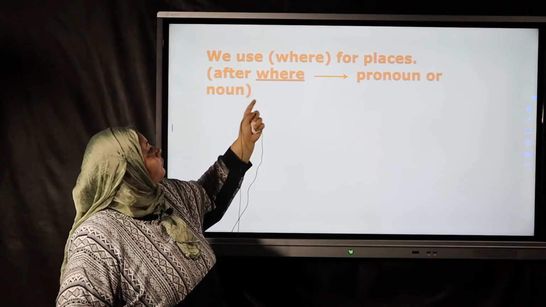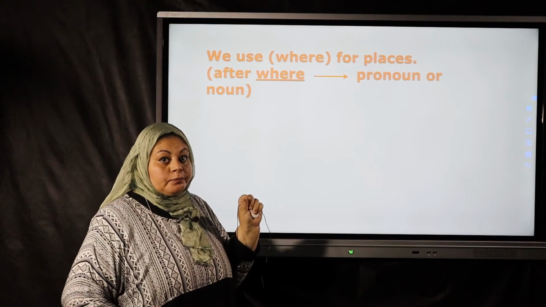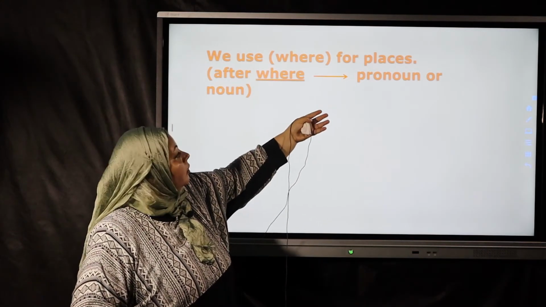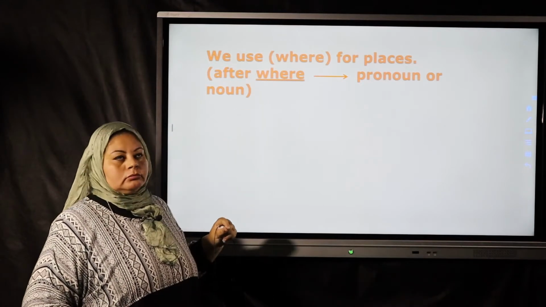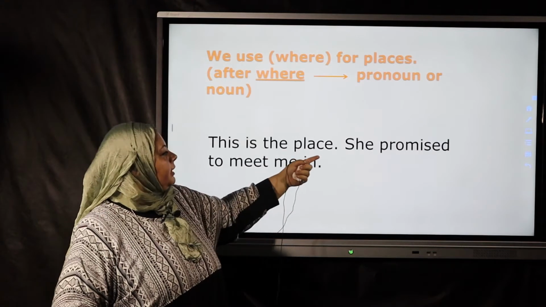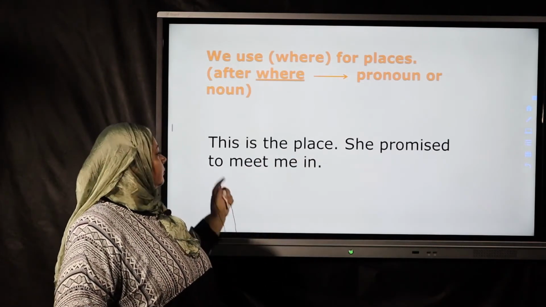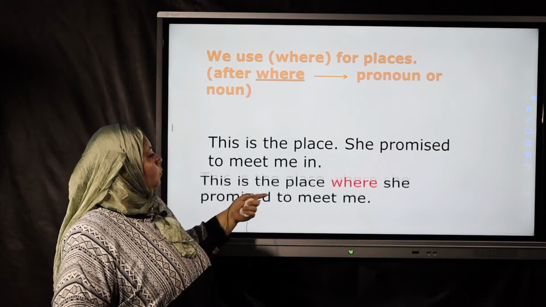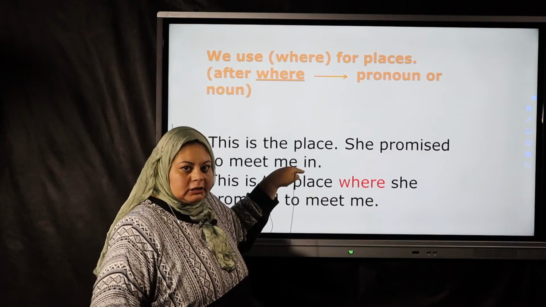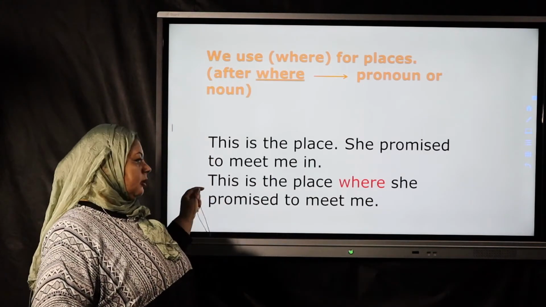We use "where" for places, and take care: after the relative pronoun "where" there is a pronoun or a noun. Okay, you are going to see this. This is the place she promised to meet me in. Okay, this is the place where she promised to meet me. I'll omit what? "In", I'll remove it.